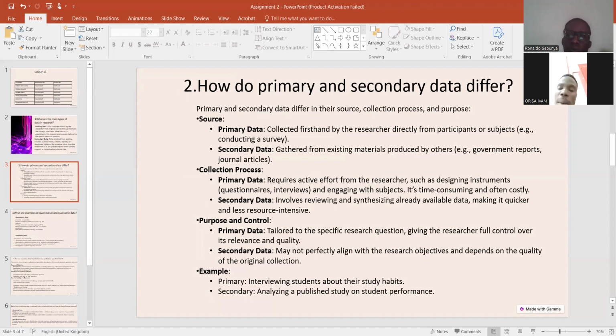Then let's talk about the collection process. So primary data, as you see, requires active effort from the researcher. You have to reach out to the individuals. This is where you want to collect the data from. Then secondary data, you can sit anywhere. You can go online. You can do research. You can see what other people have on the same topic that you're researching.